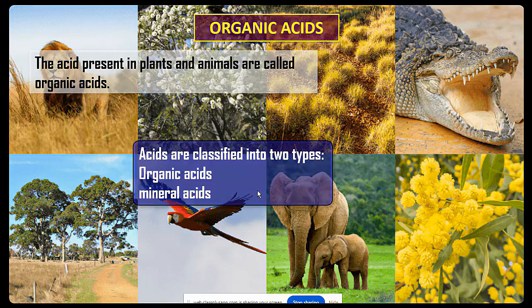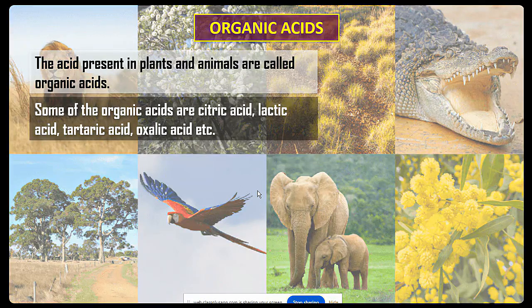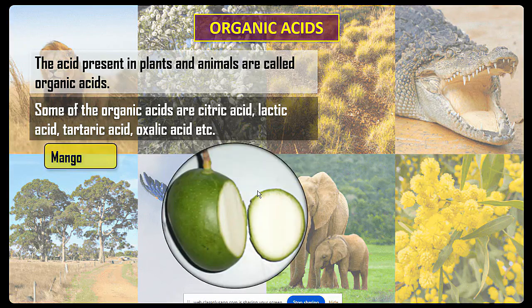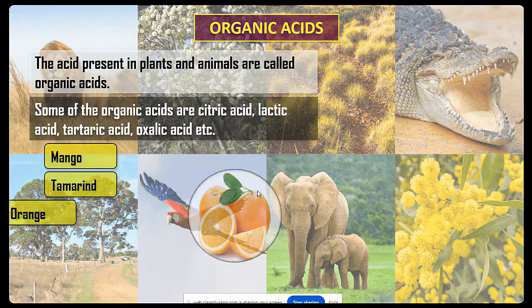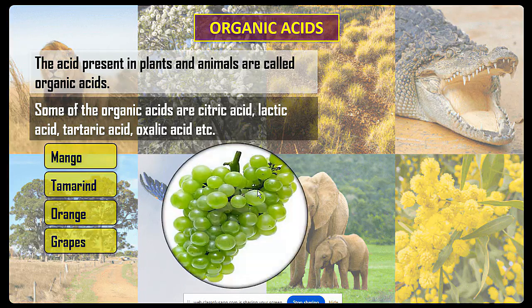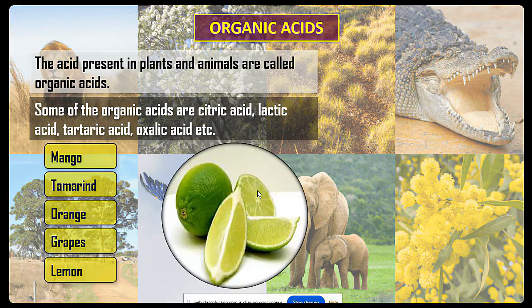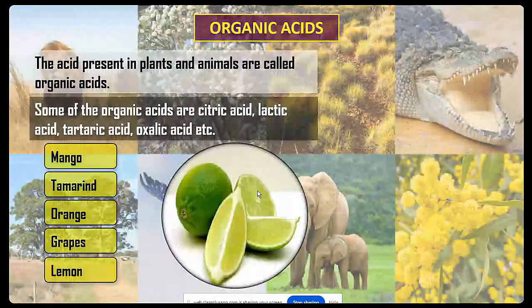Acids are classified into two types: organic acids and mineral acids. Some of the organic acids are citric acid, lactic acid, tartaric acid, oxalic acid, etc. The mango, tamarind, orange, grapes, lemon, etc. These are the sources of organic acids.